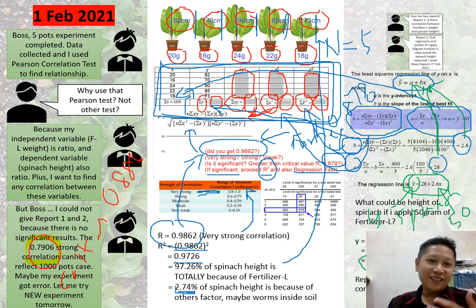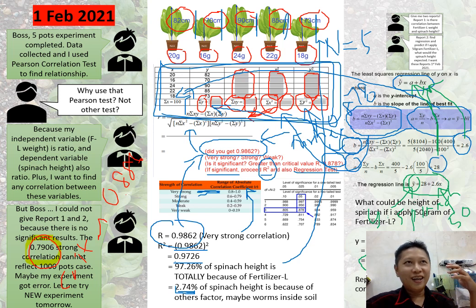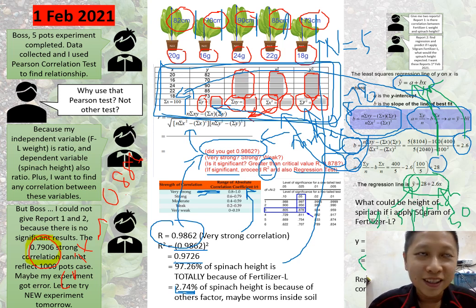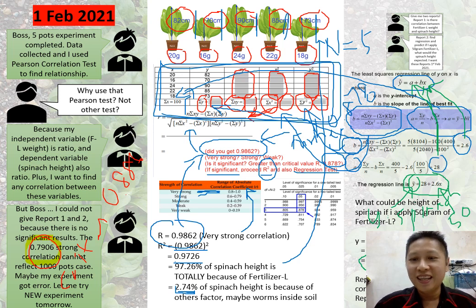Now, the staff can have a very convincing report to his boss. He will say that, oh boss, report 1, I give you the conclusion. The fertilizer and the height of the spinach plant have a very strong correlation. And then report 2, since you want to know 50 gram fertilizer, yes, we're expecting to get the spinach plant as tall as 158 cm.